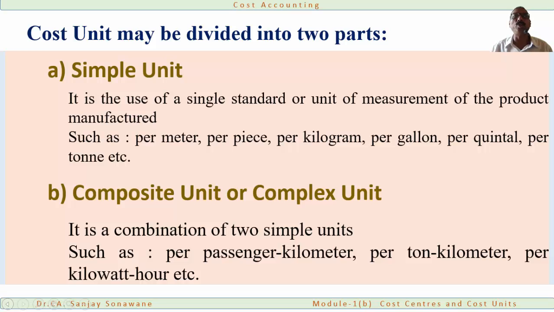For a vehicle, the cost unit is per unit or say per number. So if you are manufacturing one vehicle, you will sell one number. So the cost unit here is per unit or say per number. Now let us go to the next, where it is not possible to calculate with a single unit. There you have to use two units together to understand what the cost unit is. So two types of units you are using. Units means presently we are talking about the meter, piece, kilogram, gallon, quintal, ton.